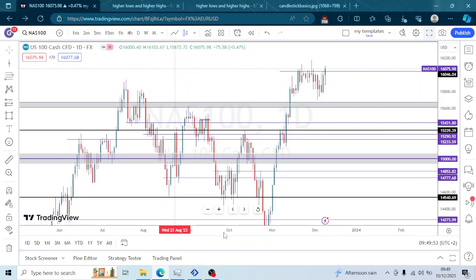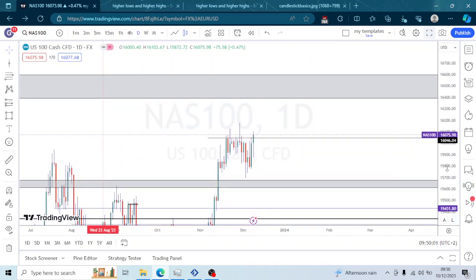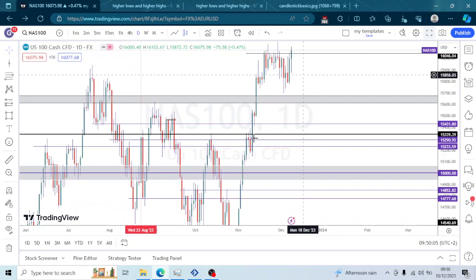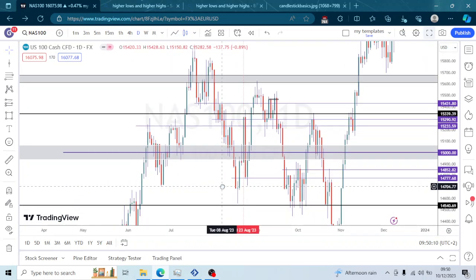I would say choose between Nasdaq and Euro USD. US30 is a little more advanced. Some of you might not be able to survive US30. It might slaughter some of you. So maybe Nasdaq or Euro USD or GBP USD.